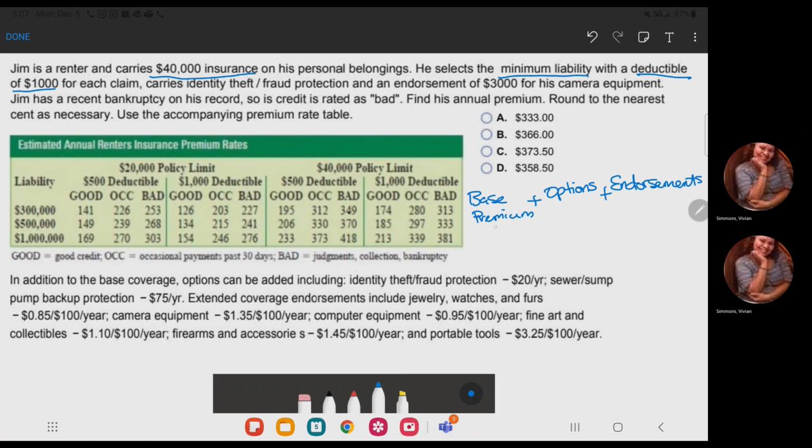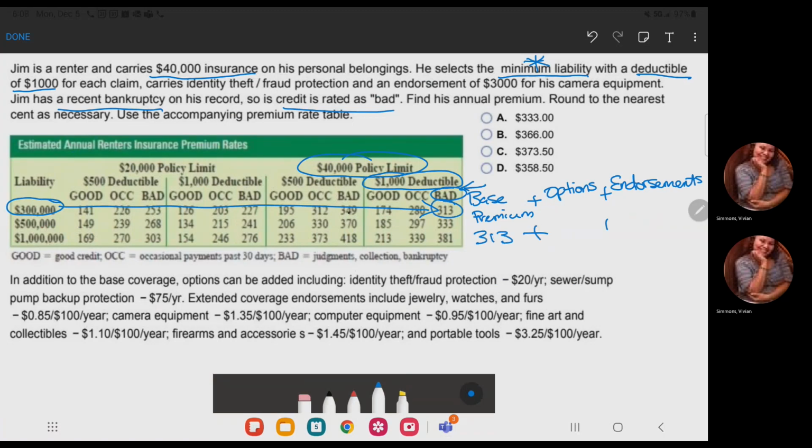Okay. The base premium comes from the table. So I look at the policy limit, which is 40,000. I look at that deductible, which is 1,000. And then I look for the minimum liability, minimum meaning the smallest amount possible, which is 300,000. Now, the other thing I didn't mention yet is the type of credit. This person had a recent bankruptcy, which means the credit is bad. So bad credit, 313. So that's the first part.